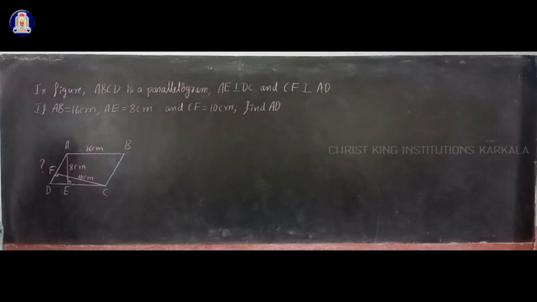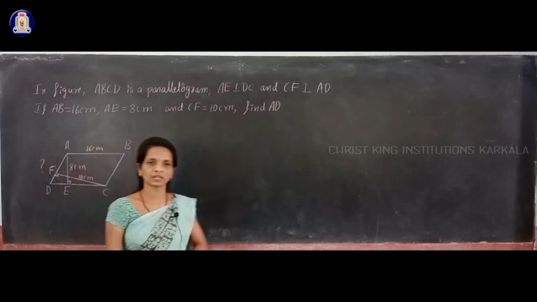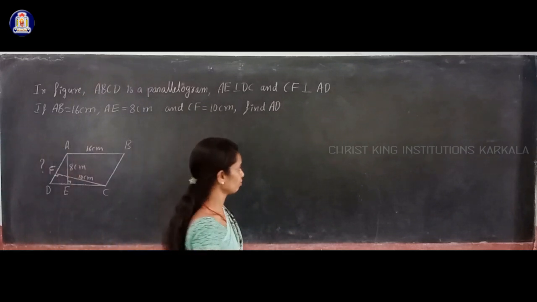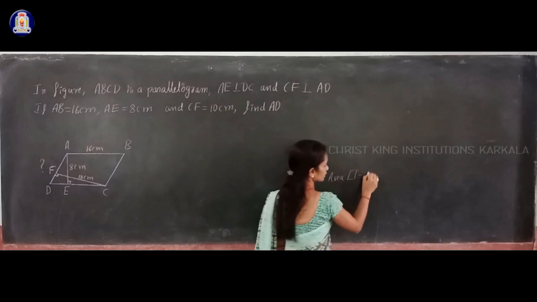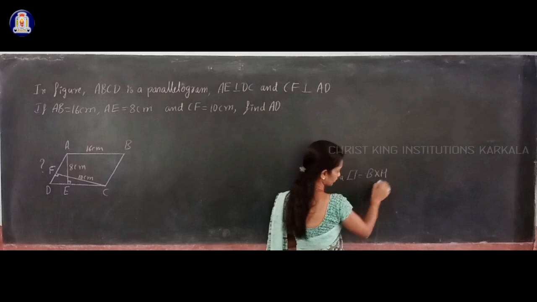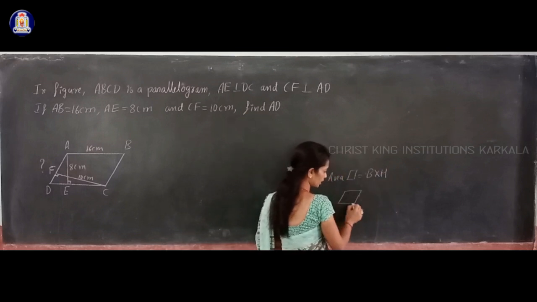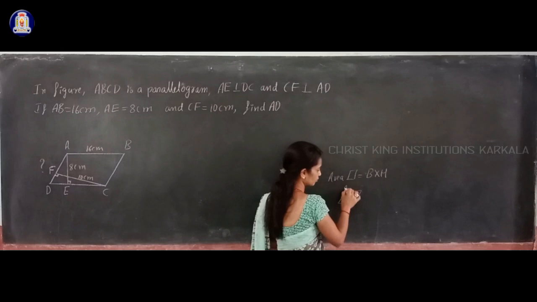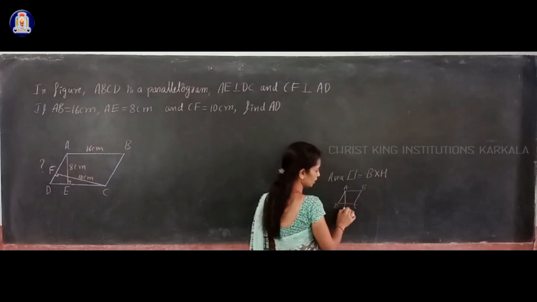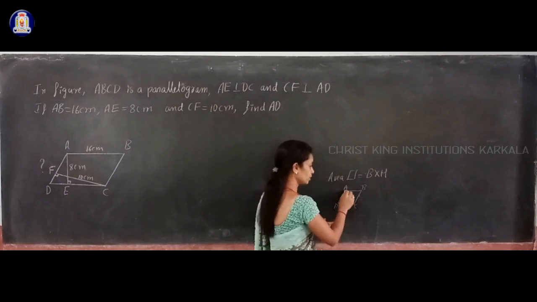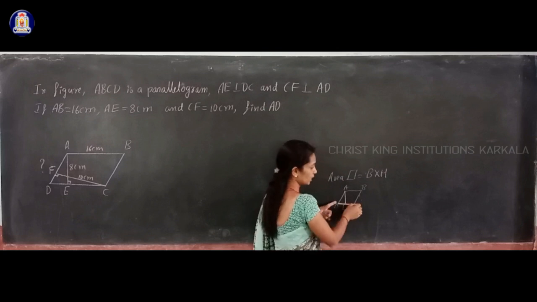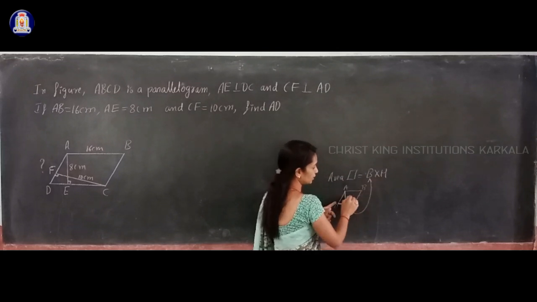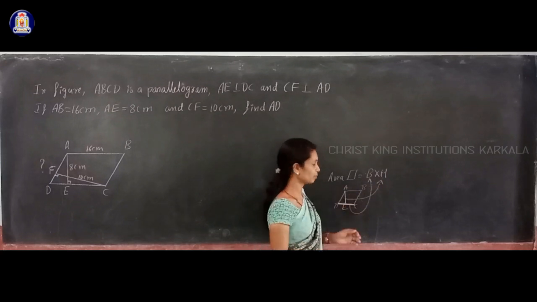Okay, so to find that you have to use the area of a parallelogram formula. Area of a parallelogram is equal to base into height. Suppose ABCD is a parallelogram and AE is perpendicular to DC, then the side on which this perpendicular lies will be the base. DC will be the base and height is always the perpendicular of that parallelogram.